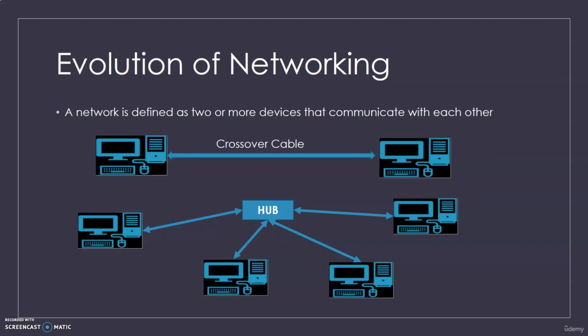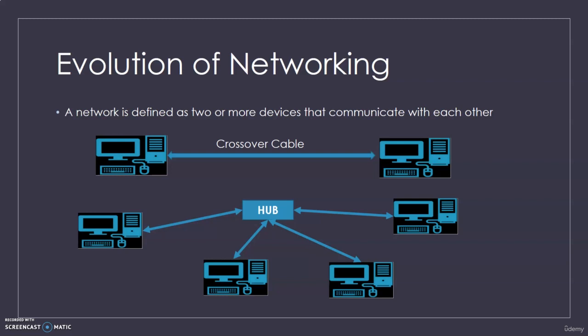But what happened when we needed more than two? Well, we put them on a hub. A hub allowed us to connect a number of different devices in what we'll call a peer-to-peer network. This was the original definition of peer-to-peer networks, and a hub could support maybe 8 or a maximum of 12 devices before network congestion became a problem.